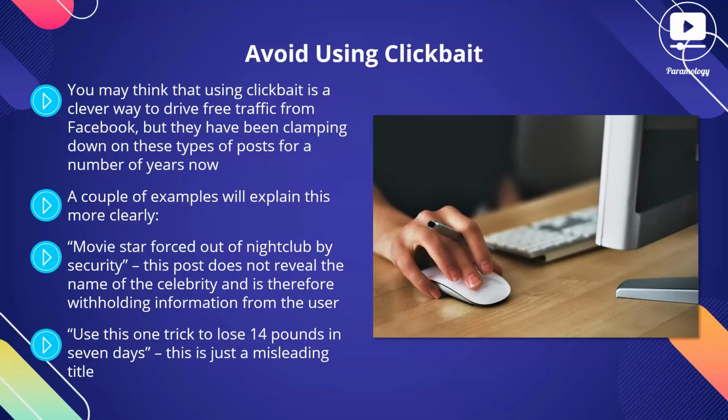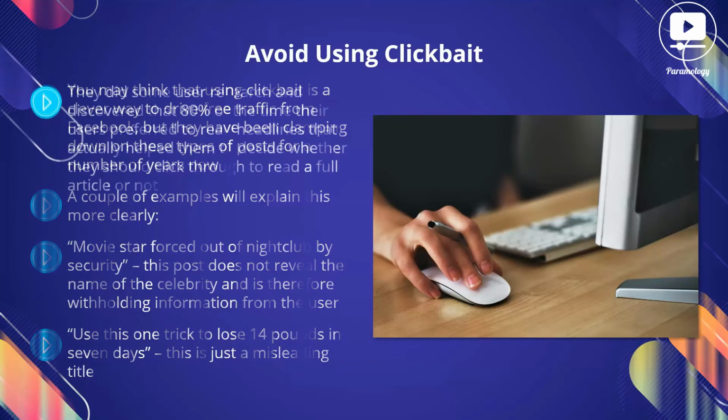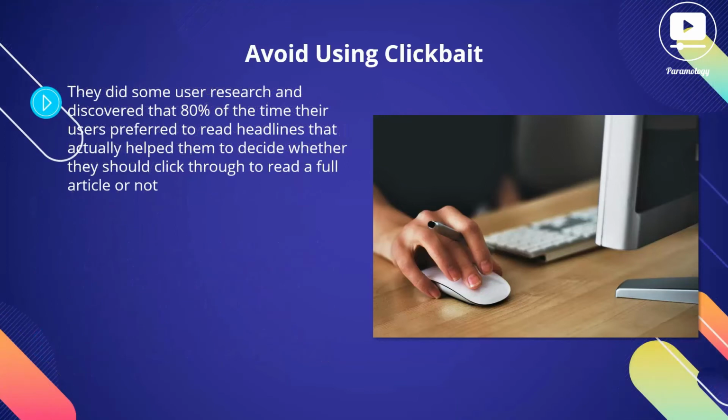A few years ago, these kinds of clickbait titles would have got a lot of clicks on Facebook. As a result of this, they would appear higher in user news feeds to get even more clicks. But Facebook started to notice that the content users clicked through to was poor quality. They did some user research and discovered that 80% of the time their users preferred to read headlines that actually helped them to decide whether they should click through to read a full article or not. Facebook then started measuring the time that users spent on the external page before they would go back to Facebook. The message is clear here.